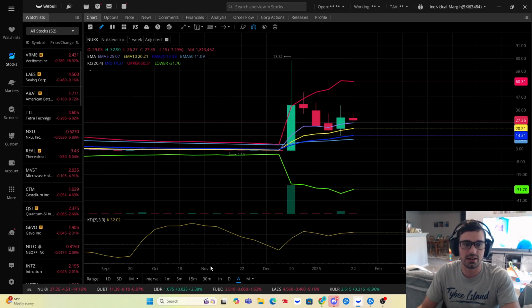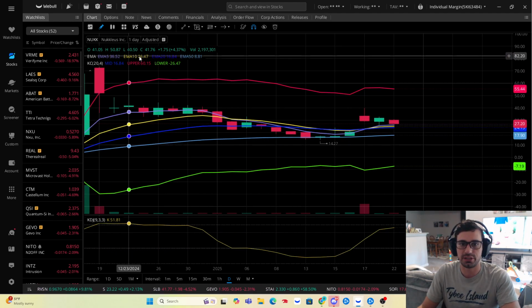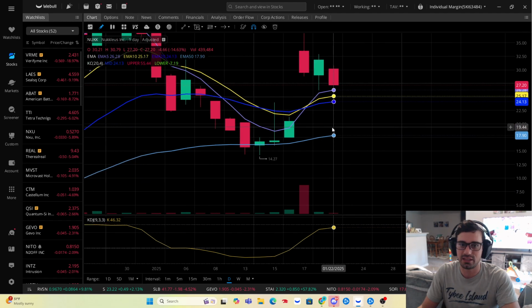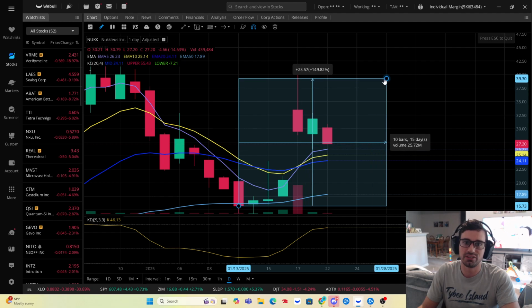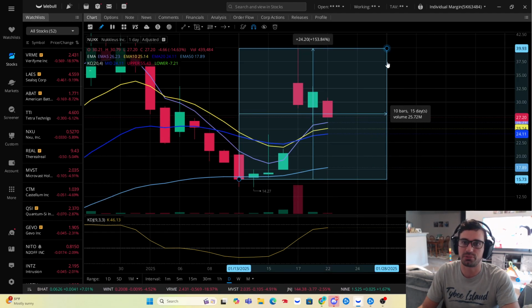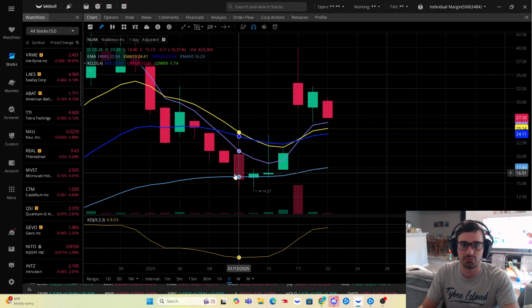I was looking at NUC, one of the biggest movers out there recently. Look at this massive move up here. We came all the way back to this EMA 50, and look at this big retracement up here. This is a 153% move up. And that's the power of waiting for the price to come to where you are.